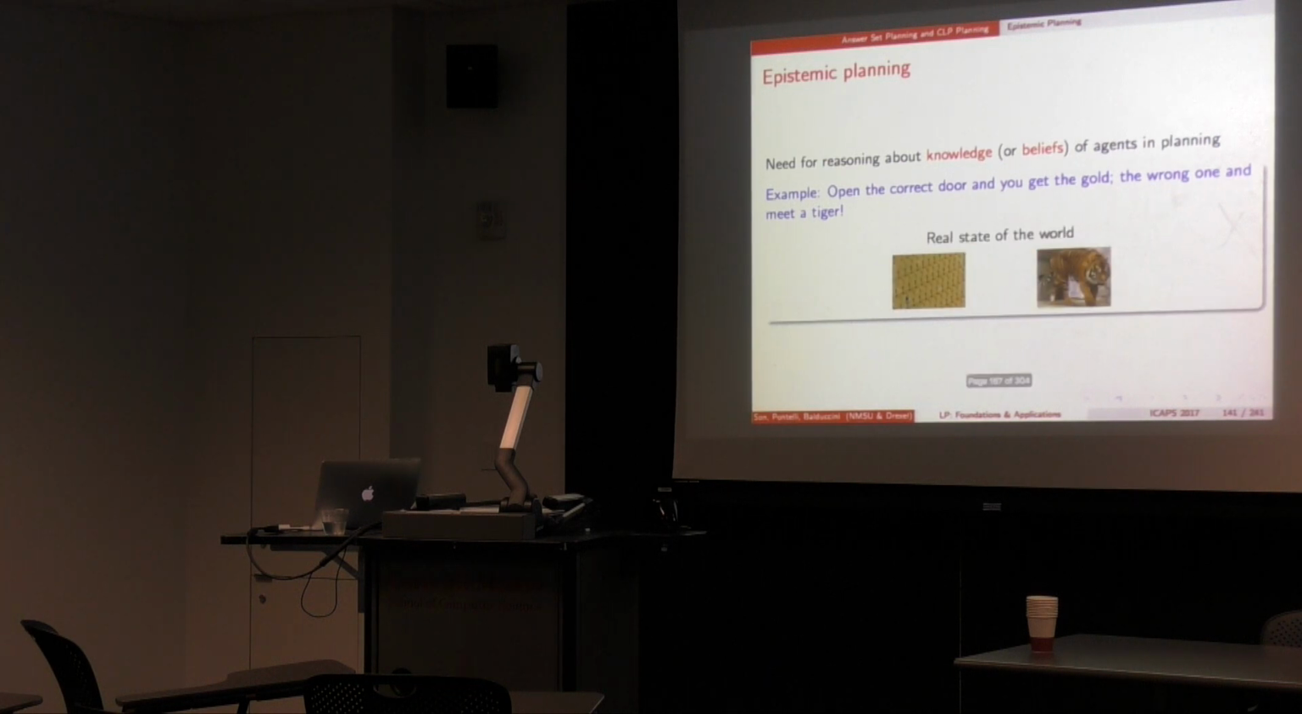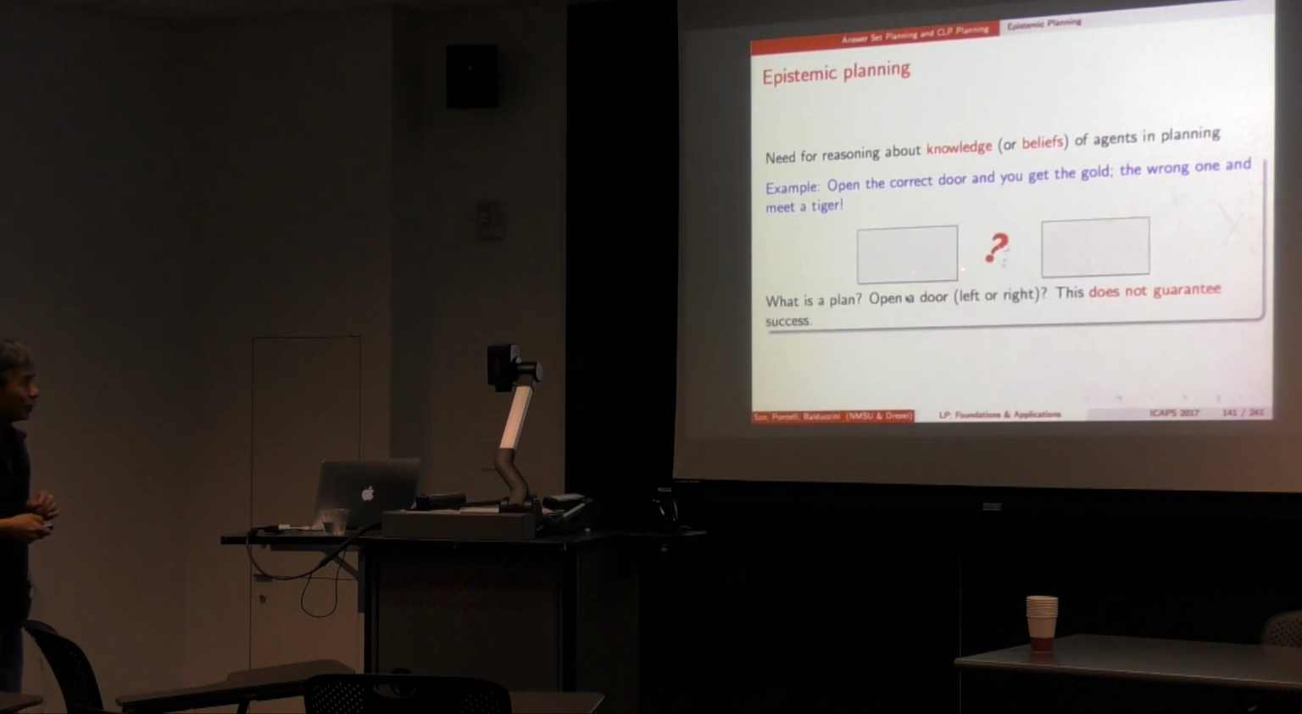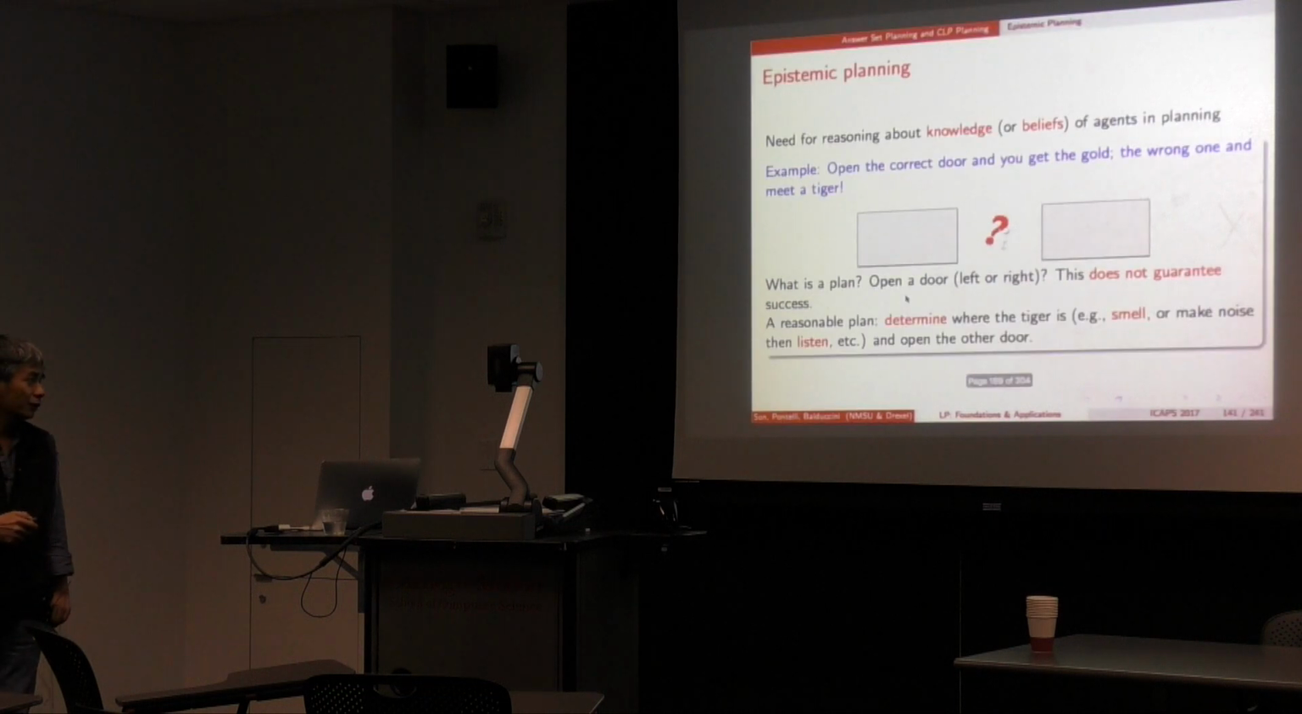Assuming that this is the real state of the world, but you don't exactly know which door it is, you cannot just come up with a plan of saying, oh, I'll just open the right door. That's not going to work, right? And the scary part is that if you open the wrong door, the consequence will be bad. So a more reasonable plan is, first of all, you have to determine where the tiger is. It means that you have to enrich your knowledge by doing certain things.